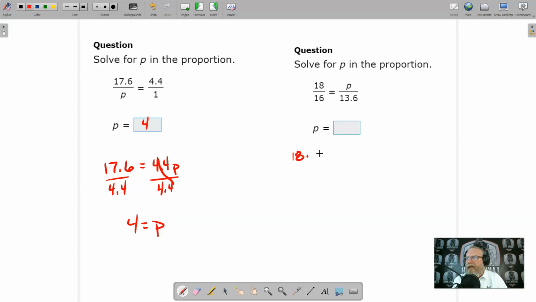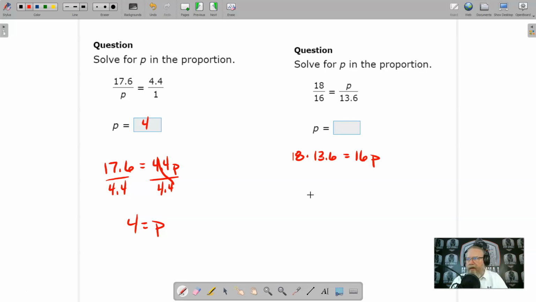Here we have 18, and I'm going to go ahead and write this out. I'm multiplying 18 times 13.6. That is my extreme. Look for the product of my extremes. Set that equal to the product of my means, which is 16 times p, or that is to say 16p. So let's do 18 times 13.6.